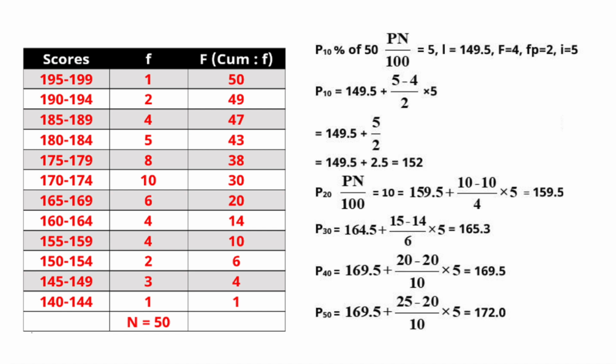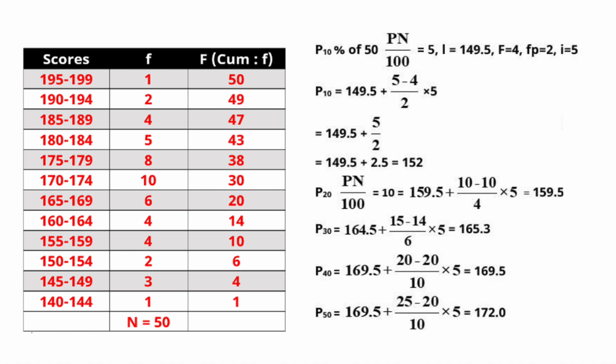Now, small f in the formula is the frequency of the class interval in which Pn upon 100 is lying. Pn upon 100 is lying in this class interval. What is its frequency? 2, not 6. 6 is its cumulative frequency, whereas we need small f, the actual frequency. Now, you have got all the values. L is 149.5, Pn upon 100 is 5, capital F is 4, f is 2, into 5. Now, calculate 149.5 plus 2.5. The value is coming 152.